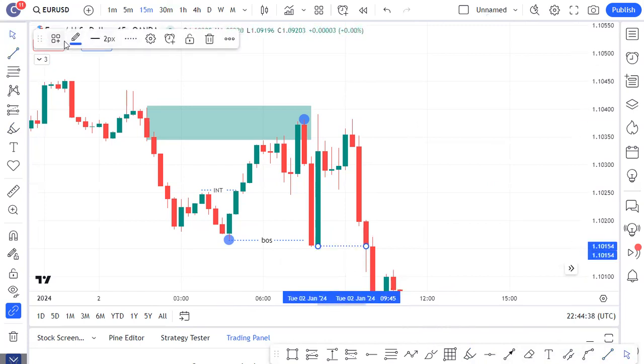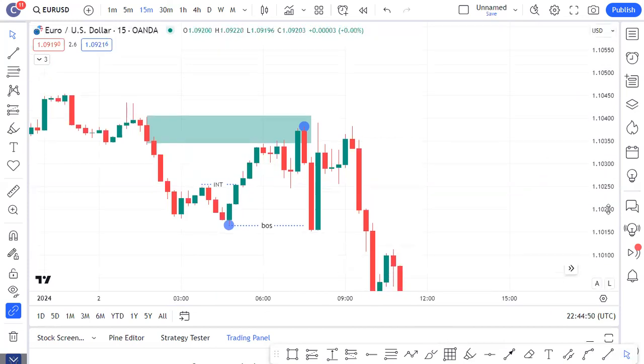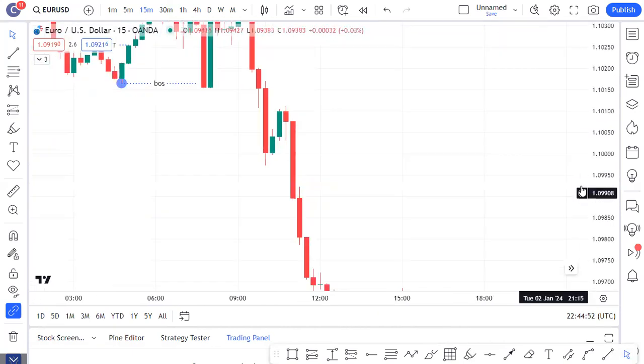The break of structure was. This is the first high. And this is a BOS. So why am I marking BOS? No, I need inducement. Sorry. I need the second inducement. What's the inducement?